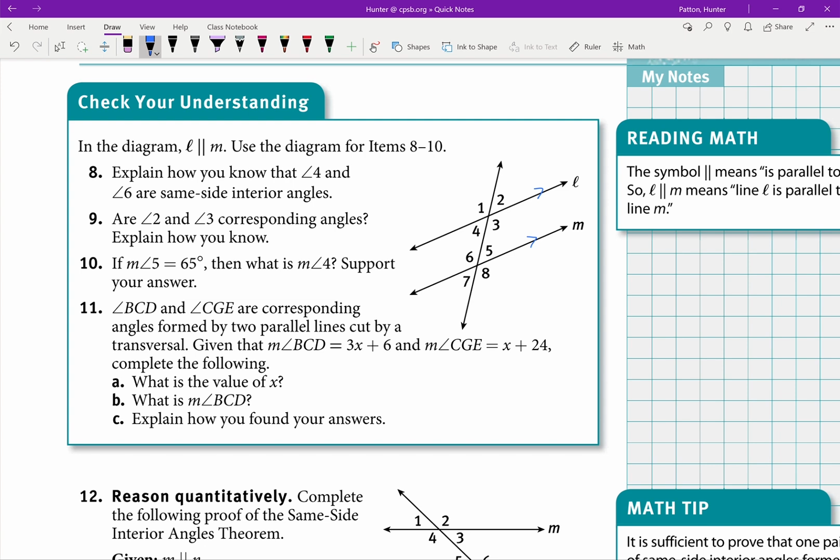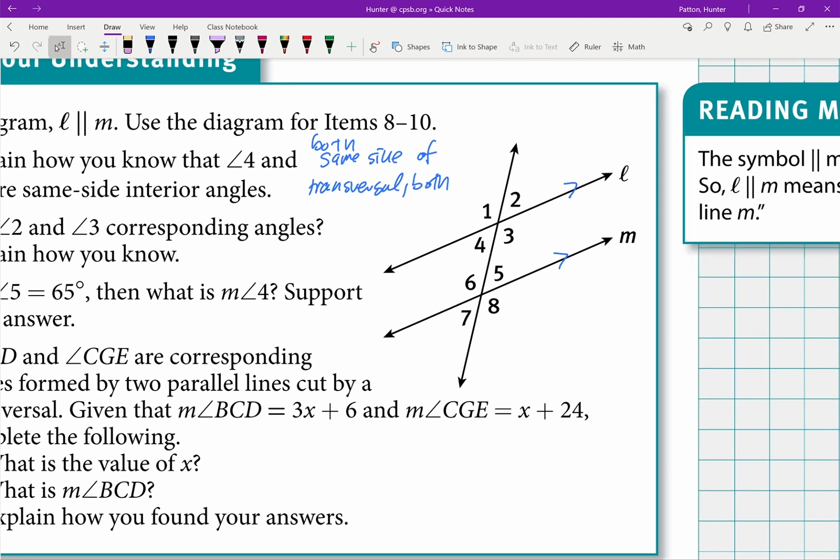I know they're same side interior angles because they're on the same side of the transversal and both are between the parallel lines. So, same side of transversal, both. So they're both between lines L and M. That's what it means to be same side interior angles.